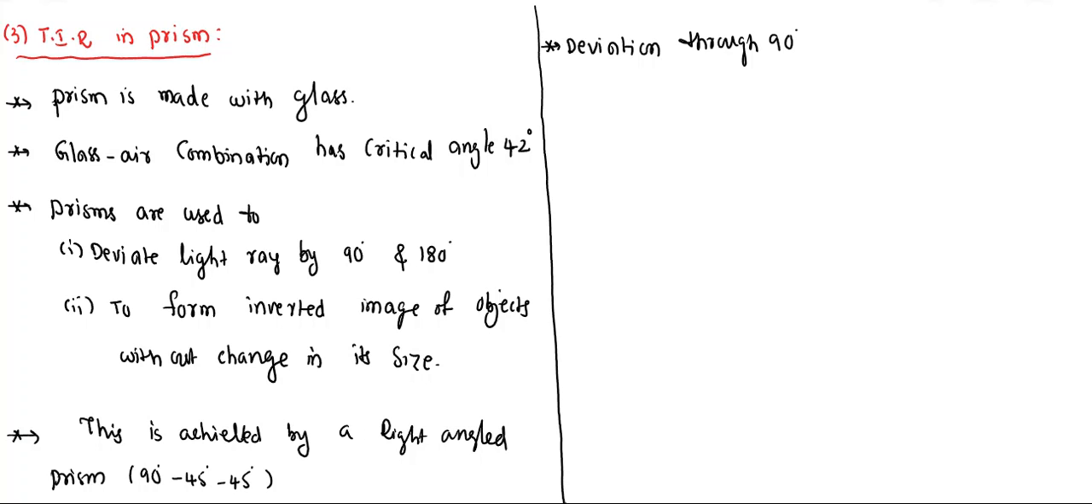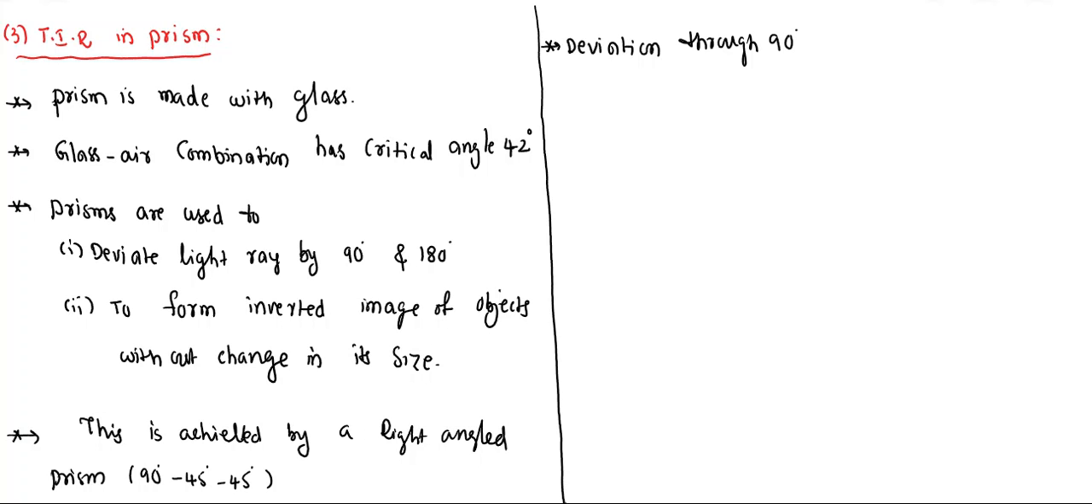The prisms are used to deviate the light ray by 90 degrees and 180 degrees, and to form an inverted image of an object without changing its size. The third star mark I gave is that the prisms are used in two ways. First, to deviate the light rays by 90 degrees and 180 degrees, and the second is to form an inverted image of an object without changing the size. This can be achieved by a right-angled prism. Which type of prism do we have to use in order to deviate the light ray by 90 degrees or 180 degrees or to form an inverted image? We have to use a right-angled prism.